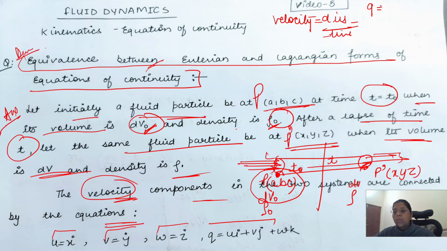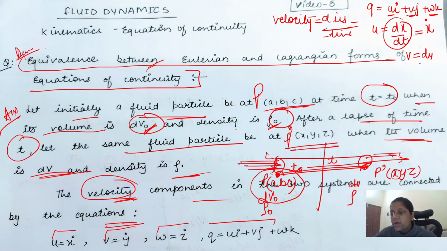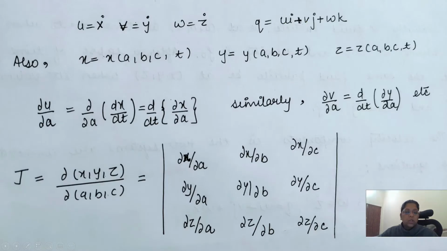It has three components as the liquid is flowing in a three-dimensional body. So we can represent it as Ui plus Vj plus Wk. These are the x direction velocity, y direction velocity and z direction velocity. So u can be written as dx by dt, which can be written as x dot. Similarly, v can be written as dy by dt and w can be written as dz by dt. Fine. So these are the velocity components.